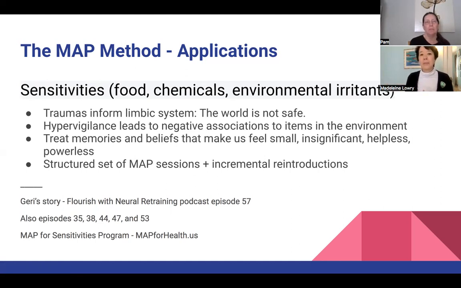So with sensitivities, often what we see is that there are traumas from earlier in life that have informed the limbic part of the brain, that danger-sensing part of the brain. The world is not safe, right? So then we already are predisposed to be kind of hypervigilant, hyper-responsive. Negative associations to things that we encounter in the environment, right? Almost like conditioned behaviors lead to sensitivities.